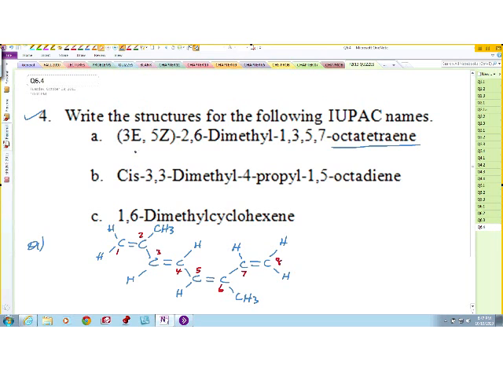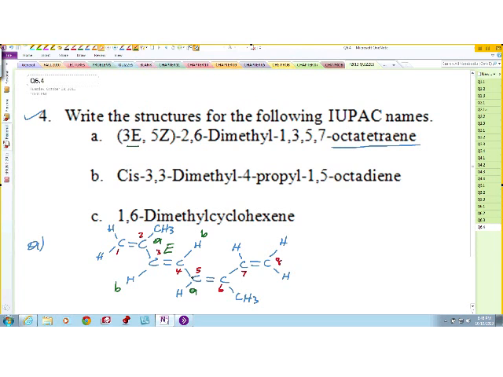Now, they want you to give 3E and 5Z. Let us see whether this is correct. 3E right here. Let's determine the absolute E/Z stereochemistry for this carbon-carbon double bond. To do that, we focus on this carbon here. This group right here would be A, and this hydrogen is B. Now let us focus on this carbon here. This group here would be A, and this hydrogen is B. Therefore, what is the stereochemistry of this double bond? E. And that is what we have here. So that is correct.